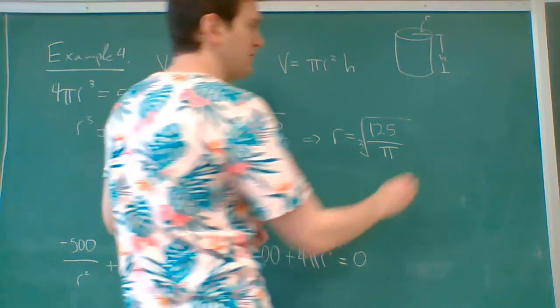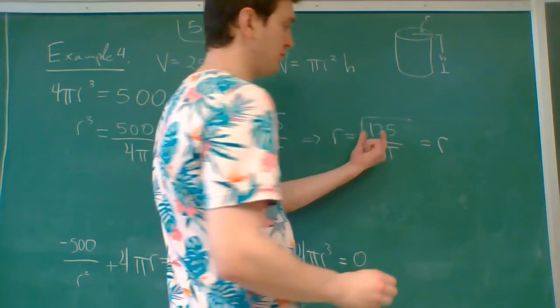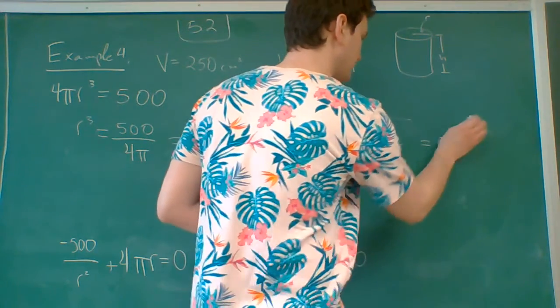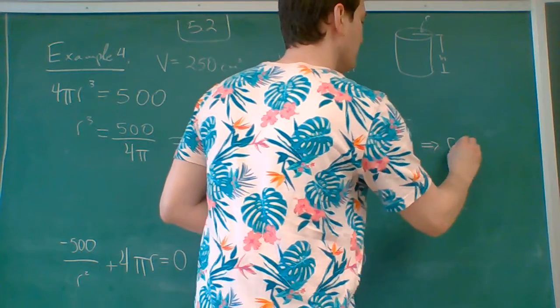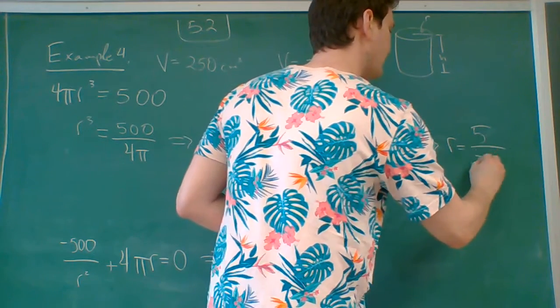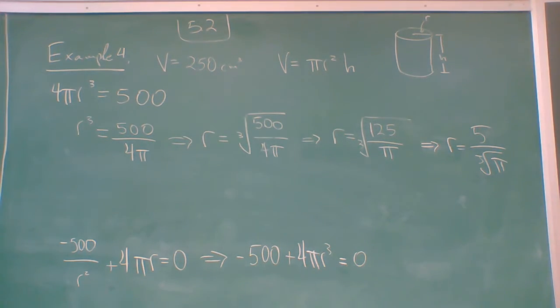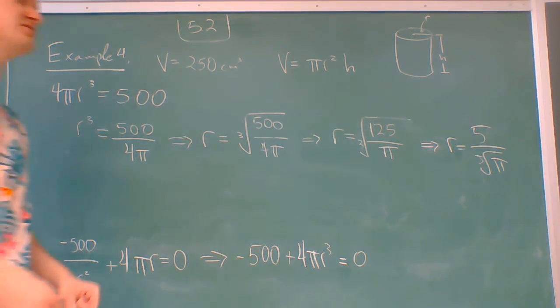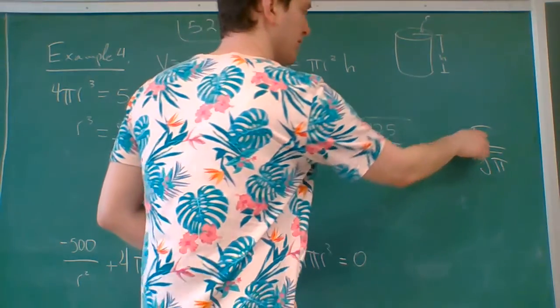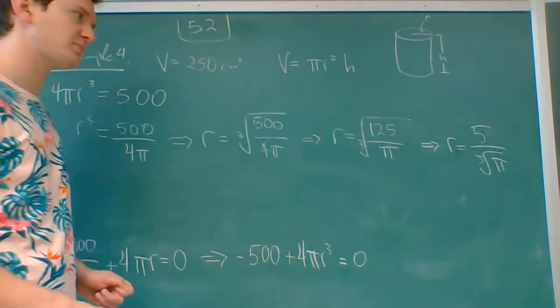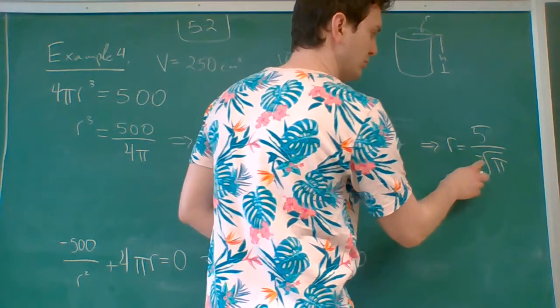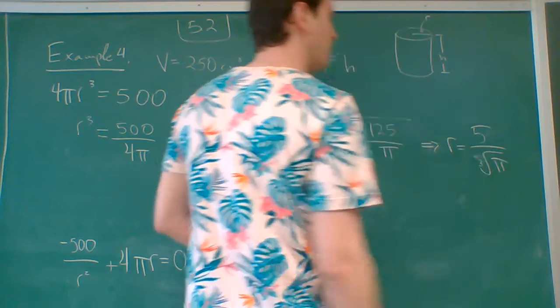And then cube root of 125 is just 5. So r is 5 over cube root of pi. I can't get that pi out of the cube root because pi is not a perfect cube. But 125 is, cube root of 125 is just 5. So the pi is still under a cube root. Okay.